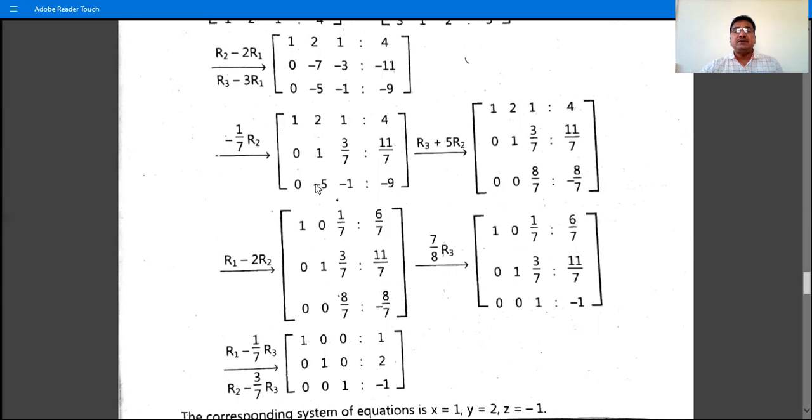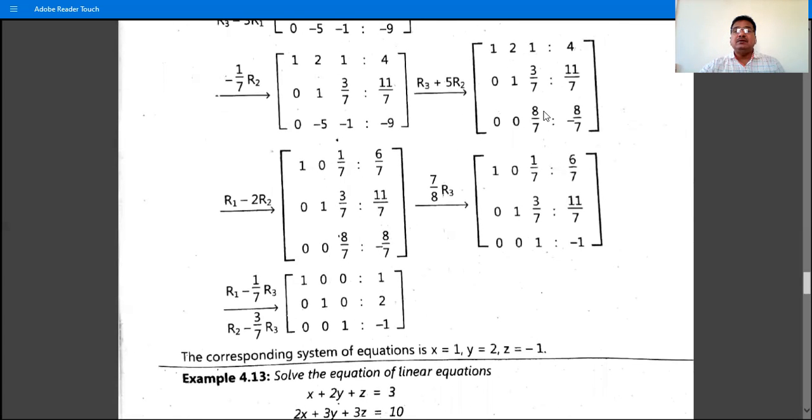Then reduce this minus 5 to 0. In order to reduce minus 5 to 0, the transformation is R3 plus 5R2. So multiply by 5 and add in this row. The first row and second row stay as they are, the change is in the third row. So we have 0 at this place. And then 5 into 3 by 7 minus 1 is 8 by 7. And then 5 into 11 by 7 minus 9 is minus 8 by 7.